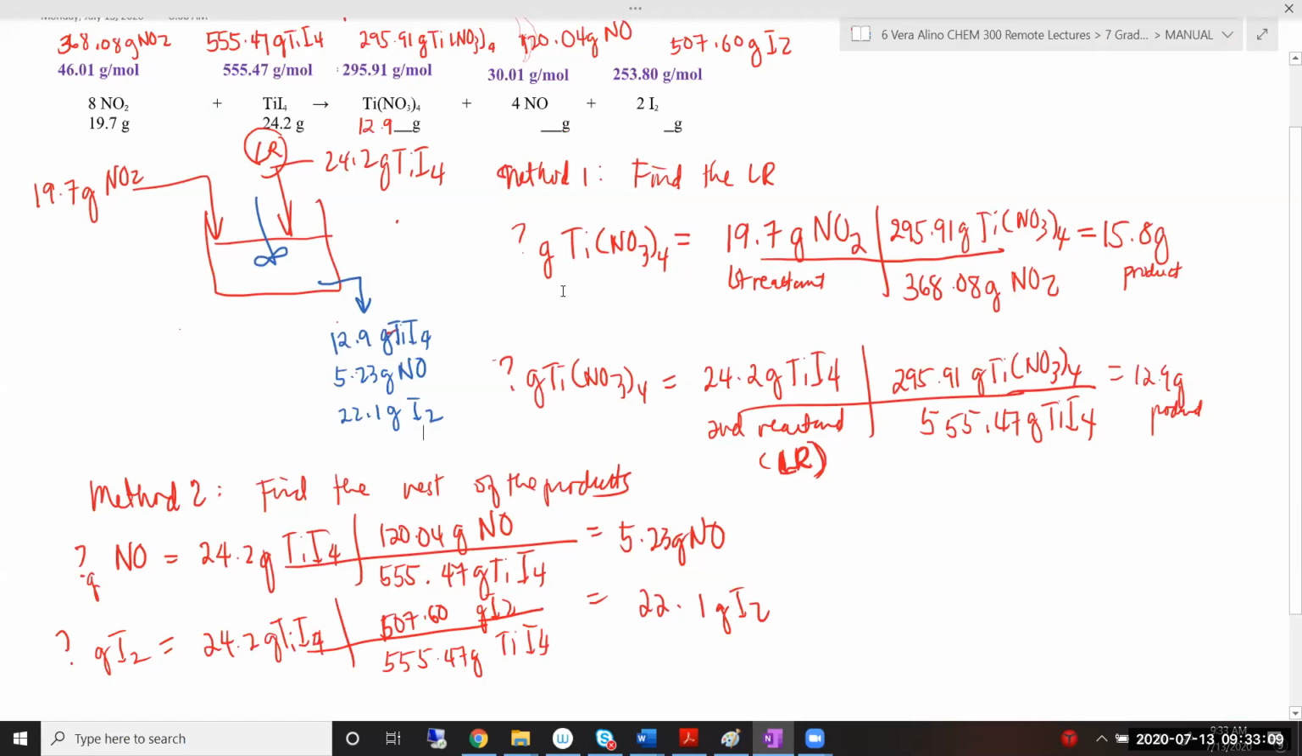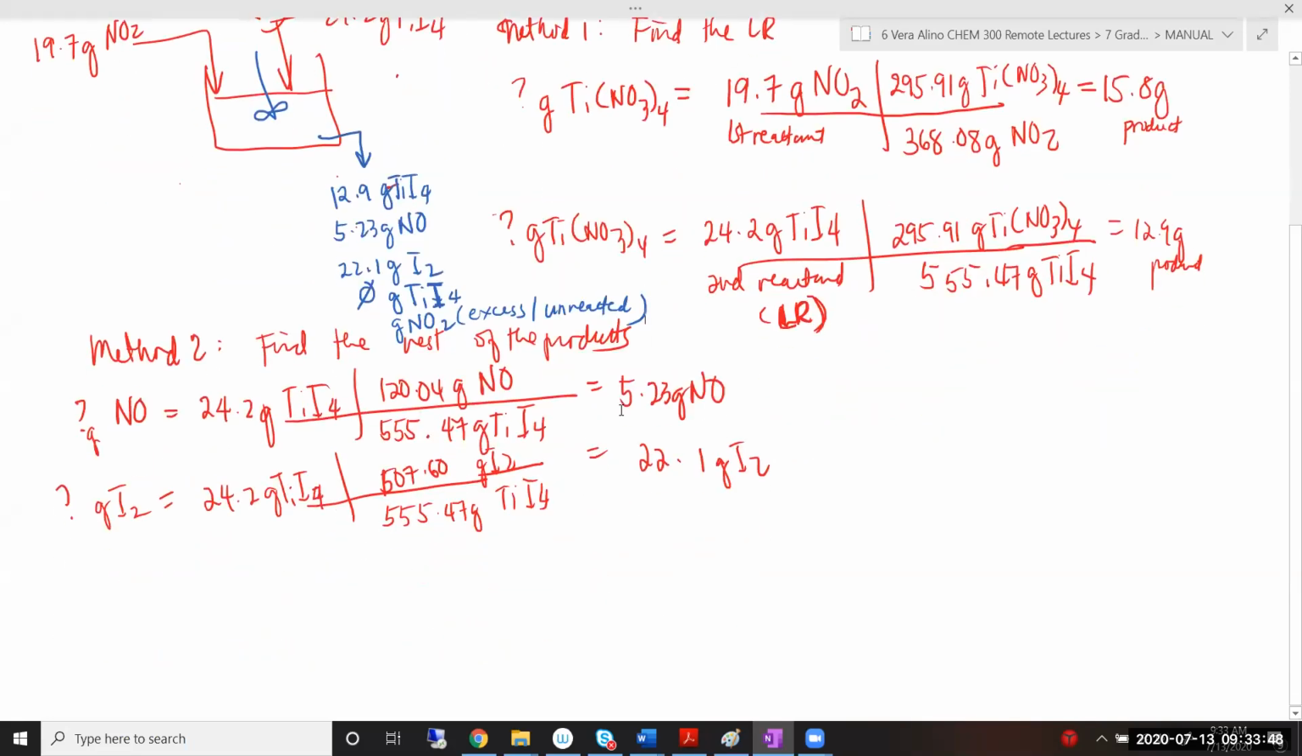It means that what's coming out, since all of the titanium 4 iodide or the second reactant is consumed, there's nothing left. If you drain everything out, there's nothing left. Nothing of this TiI4 that's left in the reaction. But there's still some NO2 that's left, right? Because we said that it's still in excess. So there's still some extra unreacted nitrogen dioxide. How do we calculate for that?